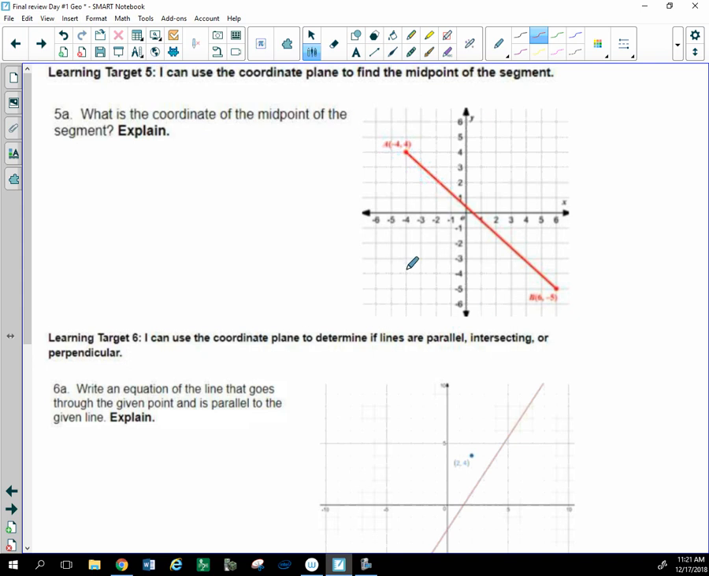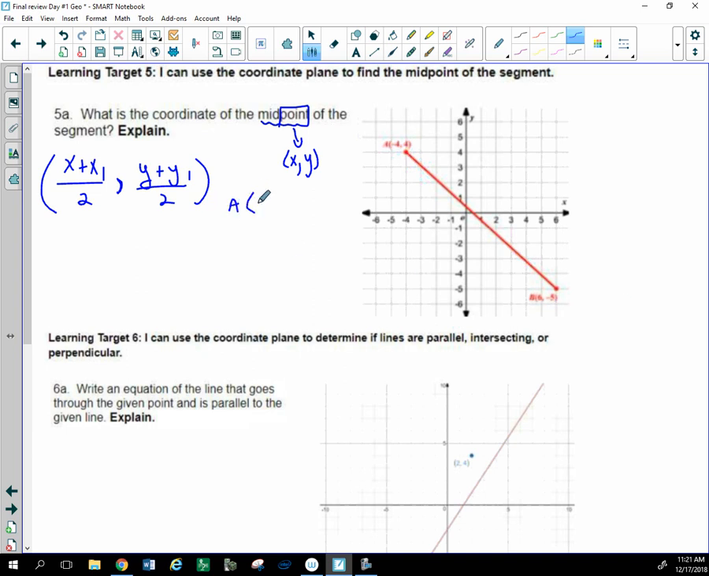So they're asking me to find the midpoint of this segment, and I could probably count and figure out exactly where it is, but I'm going to use the midpoint formula. The midpoint formula is x plus x1 divided by 2, so I'm averaging the x values, and y plus y1 divided by 2, averaging the y values. I put these in parentheses with a comma between them because this is asking for a midpoint, and a point is always an x and a y. We're finding the middle point of the line in the x and the y.